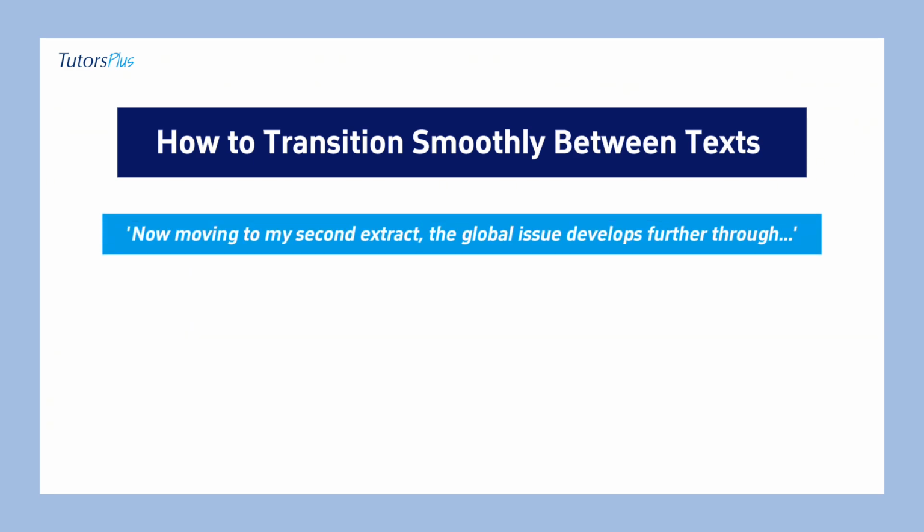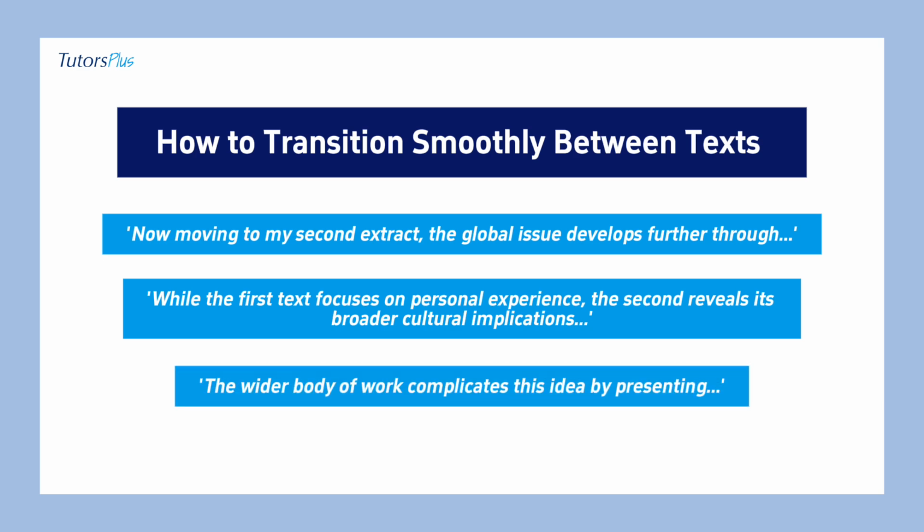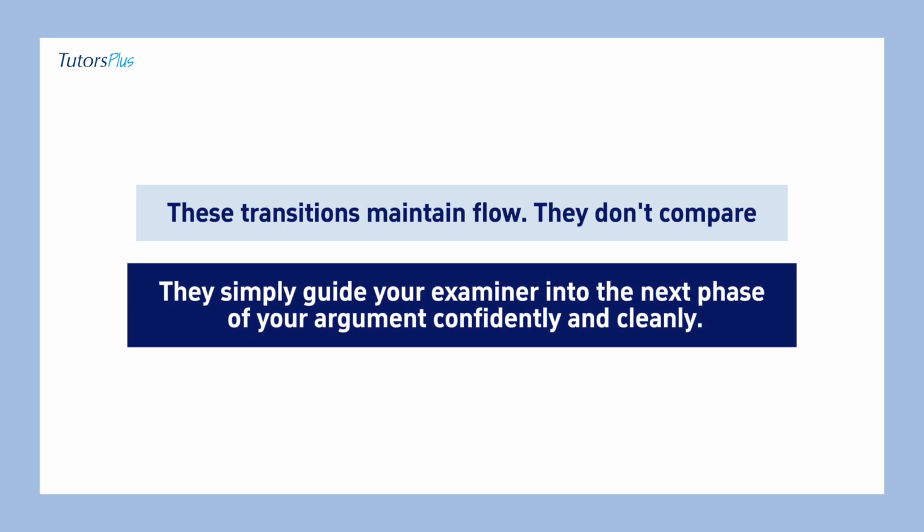Now, moving to my second extract, for example, the global issue develops further through, or while the first text focuses on personal experience, the second reveals its broader implications, or the wider body of work complicates this idea by presenting. These transitions maintain the flow. They don't compare, they simply guide your examiner into the next phase of your argument confidently and cleanly.